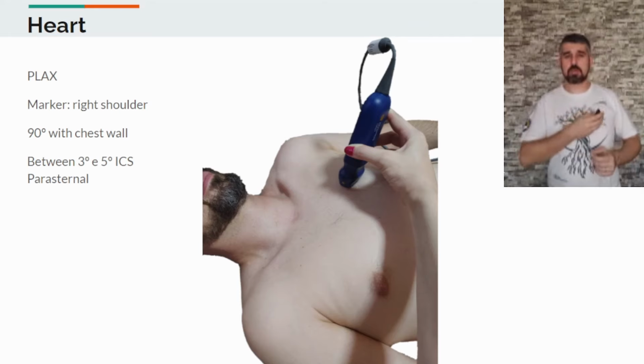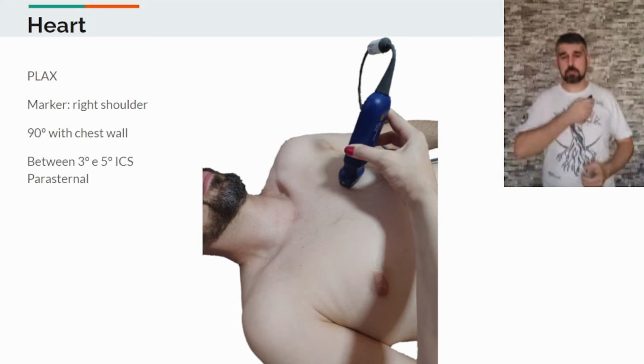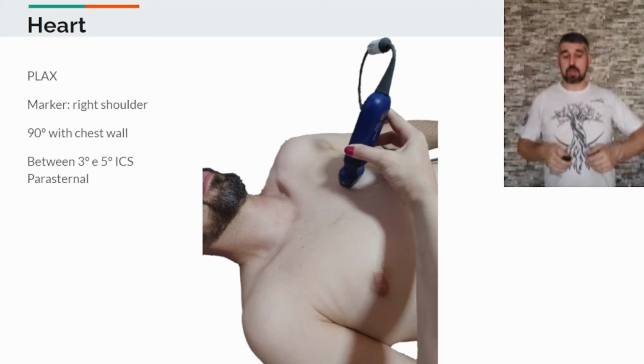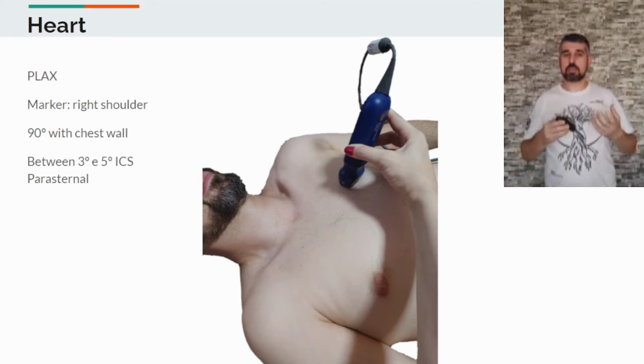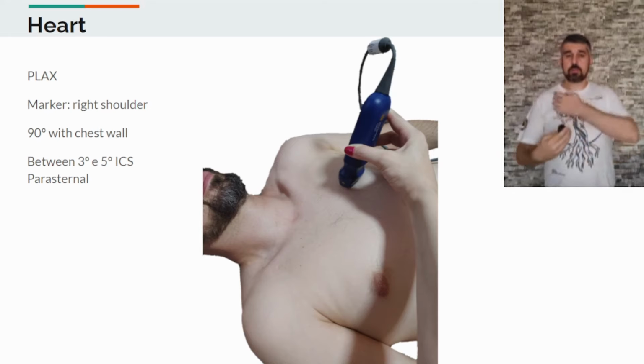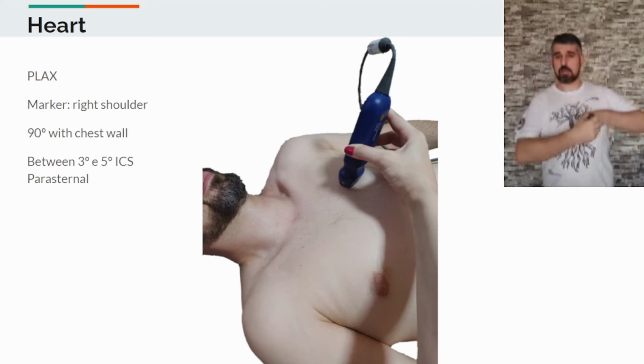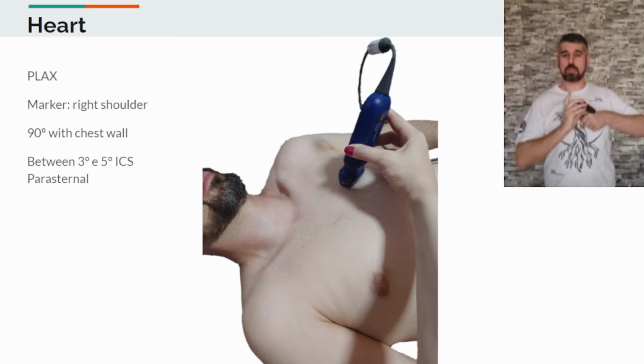Sometimes we have to go down to the 7th ICS, so this varies a lot from patient to patient, but we are scanning parasternally. We have the probe usually 90 degrees, and when I find something moving, I will get the marker, so the little dot on the tip of my probe, to my right shoulder. So I have my heart like this. When I'm pointing the probe to the right shoulder, I'm cutting the long axis. So this is the view I'm trying to get now.